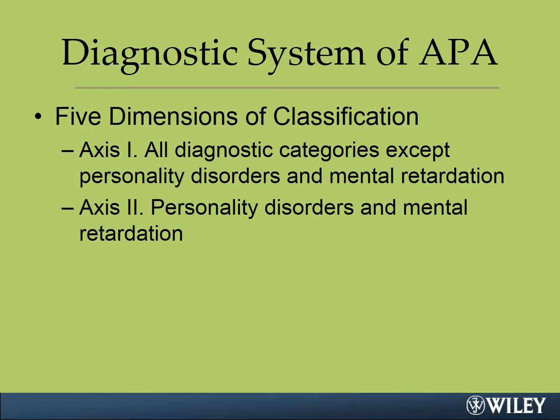Diagnostic System of APA, 5 Dimensions of Classification. Axis 1: all diagnostic categories except personality disorders and mental retardation. Axis 2: personality disorders and mental retardation.